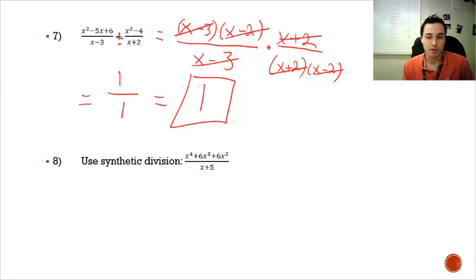Okay, synthetic division. So first thing on synthetic division is whatever you're dividing by, this x plus 5, I put that number with the opposite sign in my corner box, so that's a negative 5 in the corner box.